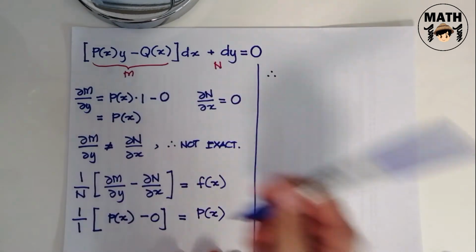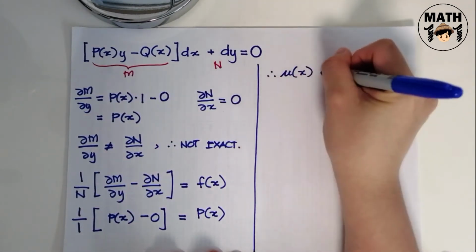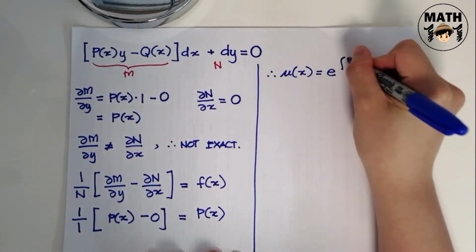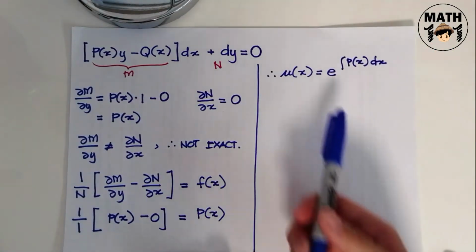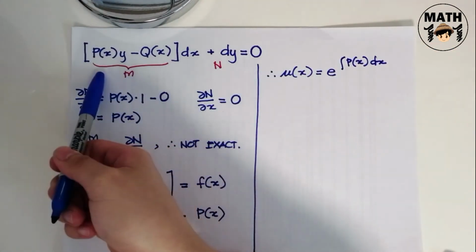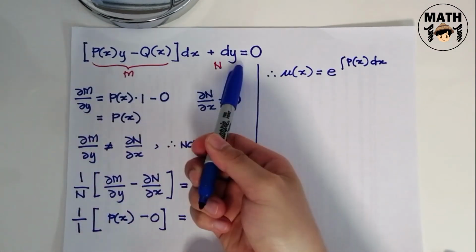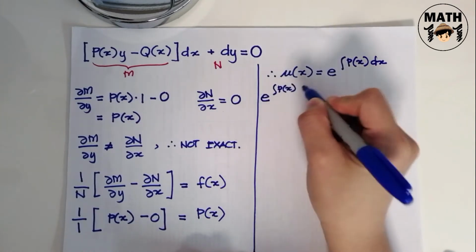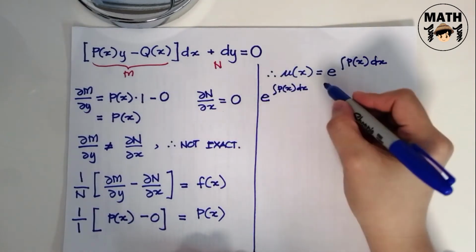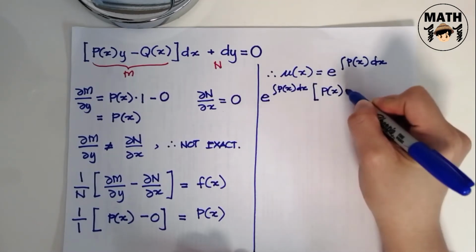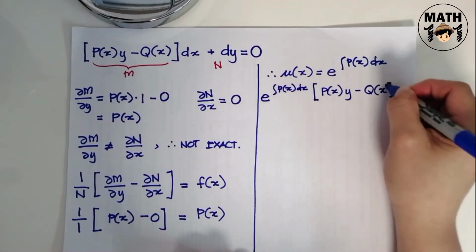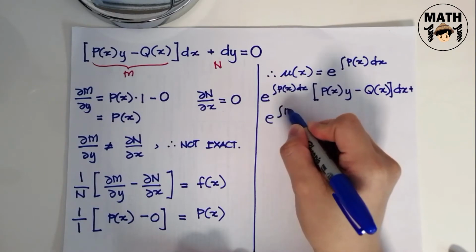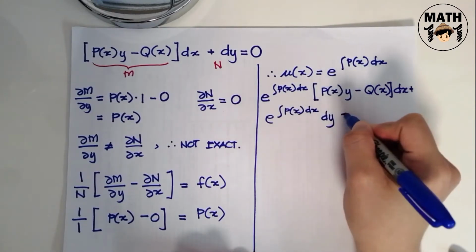Therefore, the integrating factor for this linear first-order differential equation is equal to e raised to the integral of this term, which is just equal to p as a function of x. Dahil meron tayong integrating factor, we can now multiply this with our differential equation, and this will now be exact. Multiplying this with this, e raised to the integral of p function of x dx multiplied by p as a function of x y minus q as a function of x dx plus e raised to the integral of p as a function of x dx dy equals 0.